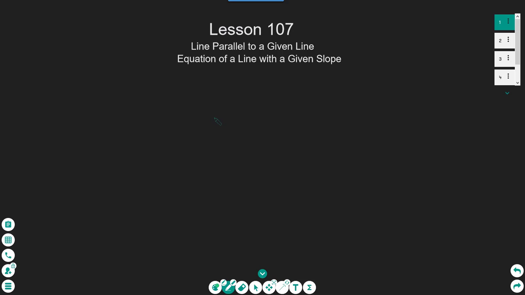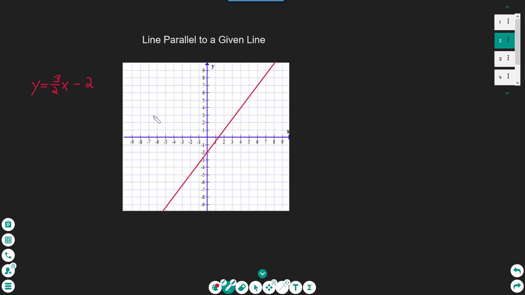Welcome to lesson 107. So today we'll be learning about lines that are parallel to a given line and finding the equation of a line when given a slope. So let's go ahead and get started. To begin with, we will talk about finding lines that are parallel to a given line.